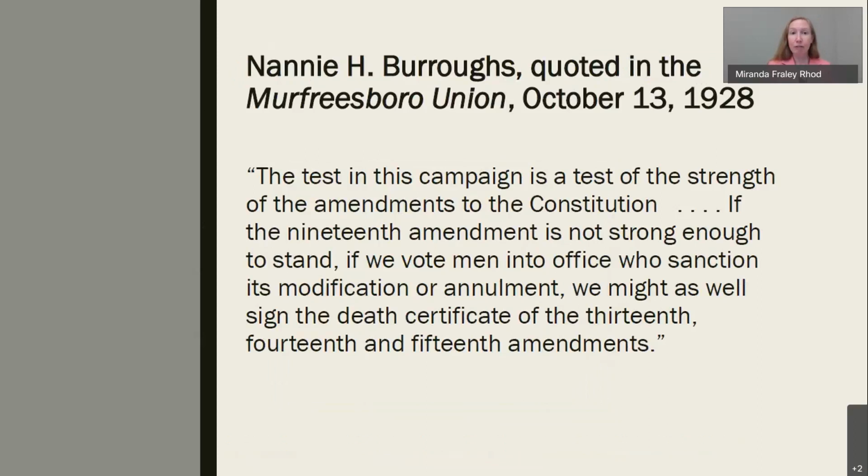This is a quote from Nanny H. Burroughs from the Murfreesboro Union. In this quote, she's talking about really the relationship between the 19th Amendment and the 13th, 14th, and 15th Amendments. So very important. These were all very important measures as far as rights, especially civil rights.